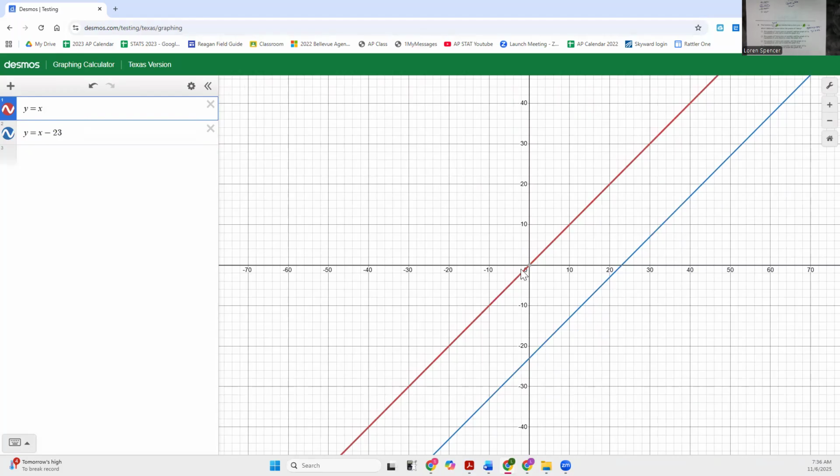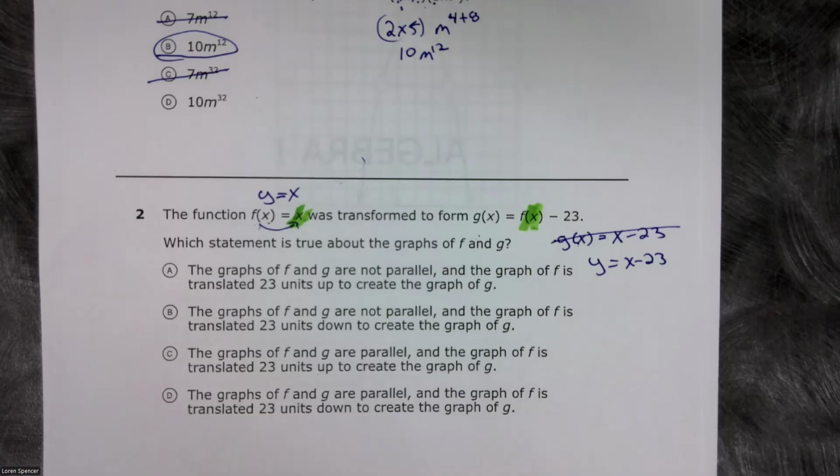So what happened? Well, we ended up with parallel lines. They have the same slope. They never intersect. But the second one, because the red one was our original, the blue one shifted down, and it looks like it shifted down by 23, because this is at 0 and this is at 23. Okay, so that's what happened. We have two parallel lines, and it shifted down.